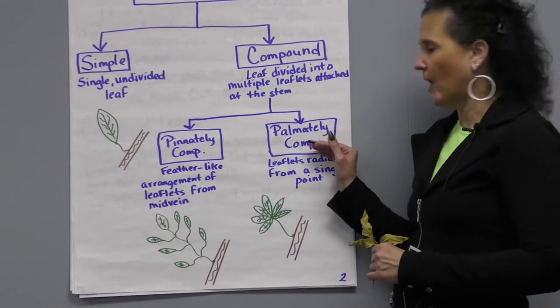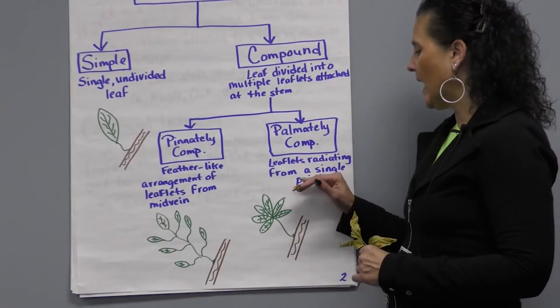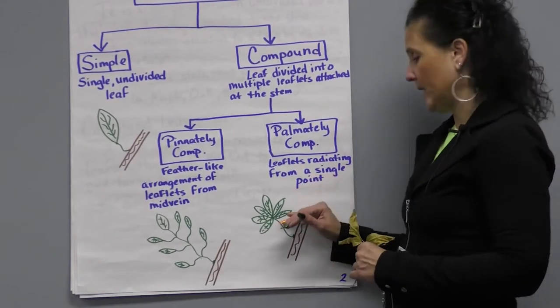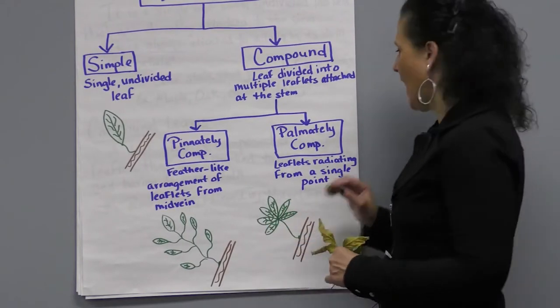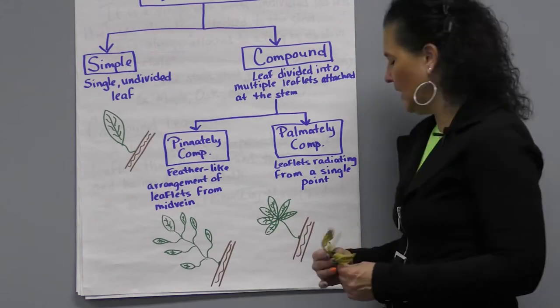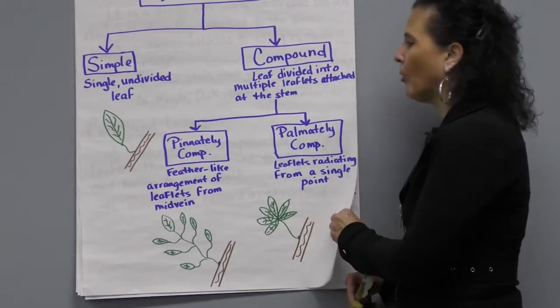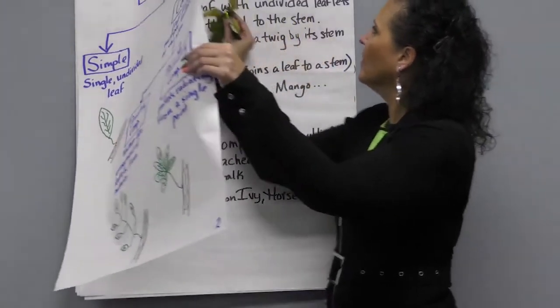Palmately compound, on the other hand, the leaflets radiate outward from a single point. So they sort of look like the palm of your hand. And we're going to look at that here in just a minute when we look at leaf structure. So those are the two broad types of leaves.